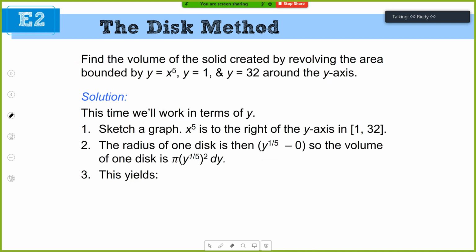Okay. So I have this function y equals x to the fifth, and I want to take rectangles from y equals 1 to y equals 32. So graph that on your calculator so that you can see what that looks like. Graph x to the fifth, and then set your window from like 0 up to 35 for the y value.